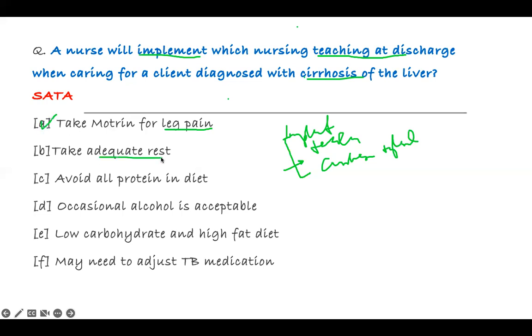Take adequate rest. Yes, when they have cirrhosis of the liver, they develop ascites, their belly is big, they have congestion, they can have pulmonary issues, and because the fluid is pushing on the diaphragm, when they walk, they get tired. So they take rest.